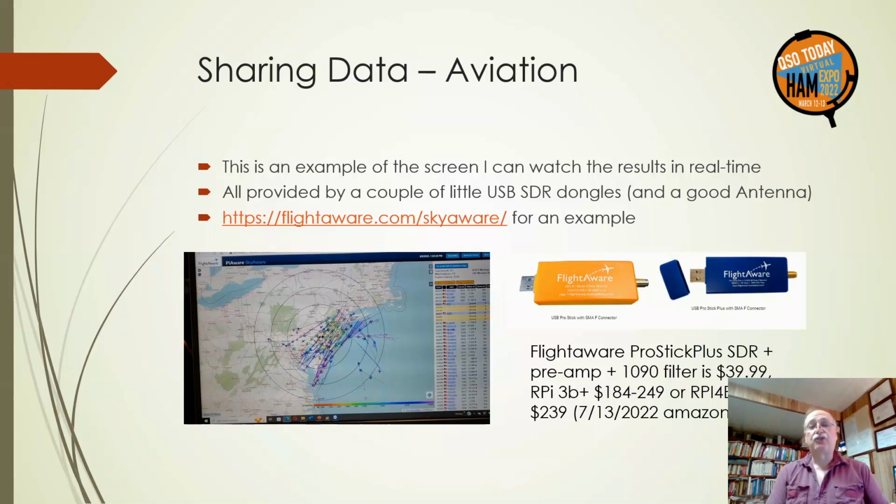This is an example of the screen where I can watch the results in real time. All this is provided by a couple of little USB SDR dongles and a really good antenna. FlightAware is the example. For the cost, you need the sticks and you need an antenna no matter what solution you use. It's a couple hundred dollars, but it's not just limited to this application. The Raspberry Pi that I have running, and you'll see it in a moment, is actually supporting feeding on multiple bands.